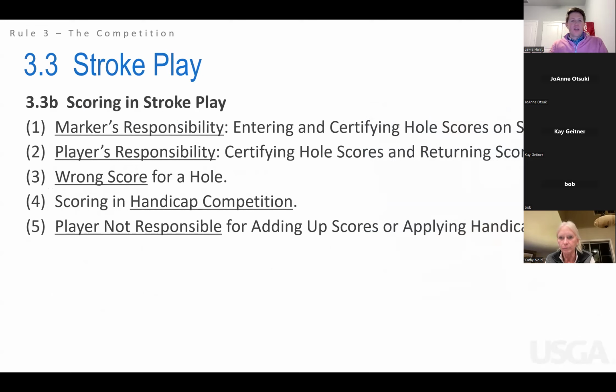A couple of things about scoring in stroke play, and we'll zip through these real quick: the marker's responsibility, the player's responsibility, a wrong score for a hole, how we score in a handicap competition, and the player's responsibility for adding up those scores.